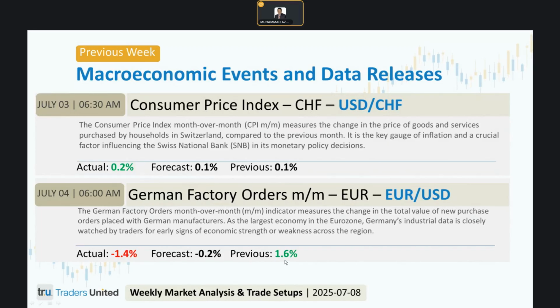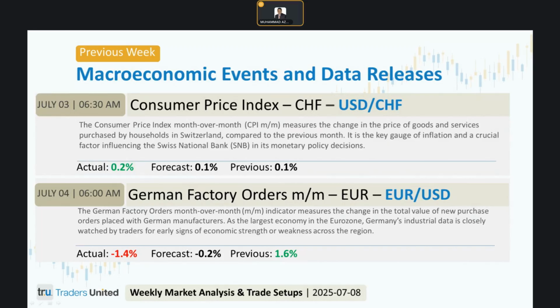Now, the previous number was 1.6%, the positive number. The forecast was 0.2 but in negative, minus 0.2, and the actual number we got is minus 1.4%. The report revealed a steep drop in German factory orders, far below the already pessimistic forecast. The minus 1.4% decline signals a sharper than expected slowdown in the manufacturing sector, reinforcing concerns about weakening demand and a broader economic deceleration across the Eurozone.